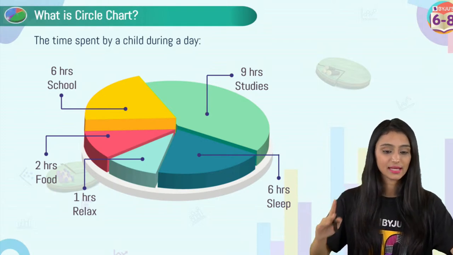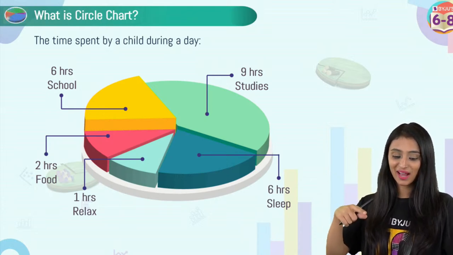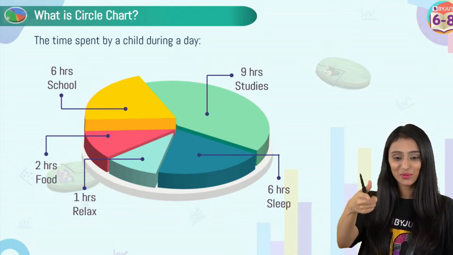So what we have done here is, yes, correct, Papiya. It's a pizza chart. That I knew that you were going to say that.